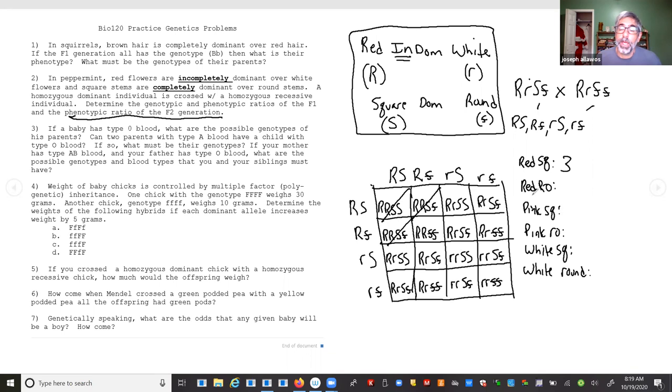Now, what about red and round? Well, if it's red, it's got to have two big R's. If it's round, it's got to have two little S's. That's recessive, right? Two big R's, two little S's. Let's cross these out, take them out of the equation now. We've accounted for those. Pink, pink. This one is red and round. There's one. Pink, pink, pink, pink, white, white, pink, pink, white, white. There's one of those.